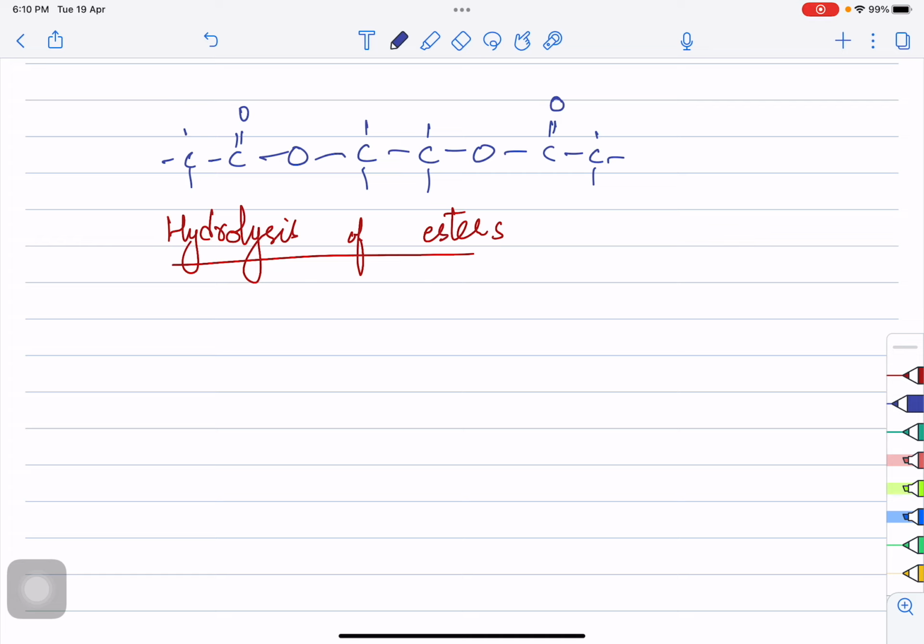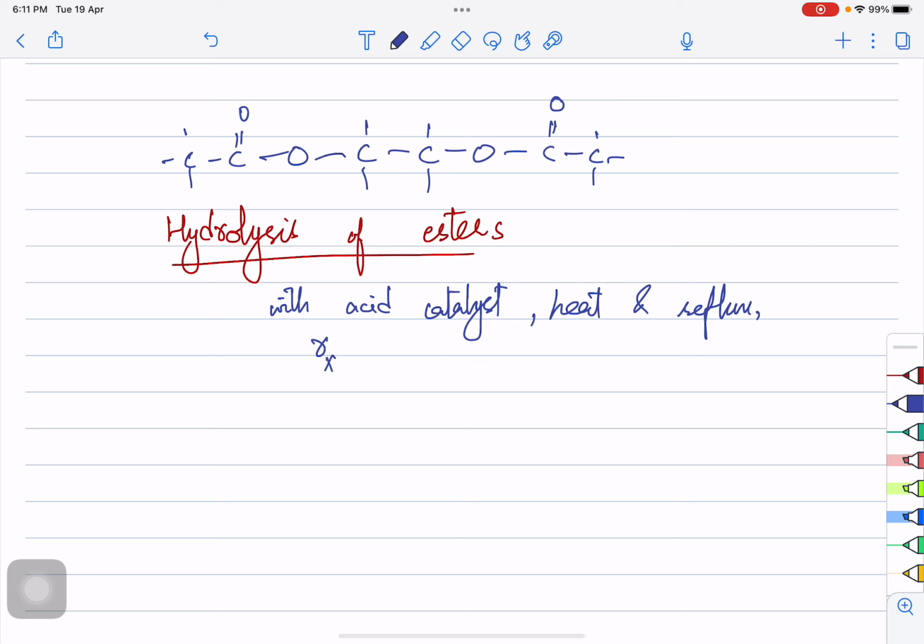So nucleophilic substitution can happen here, okay, but if we add water, it's a really slow process. In fact, even if you add dilute acid and also reflux, it's still a very slow process and it never goes to completion. So with acid catalyst, heat and reflux, the reaction doesn't go to completion and is slow. That's the first thing you need to know about.